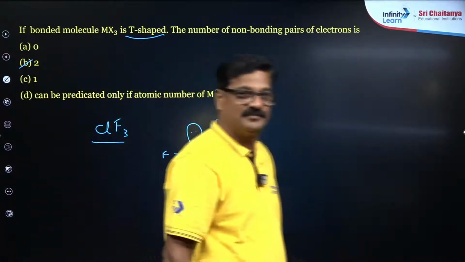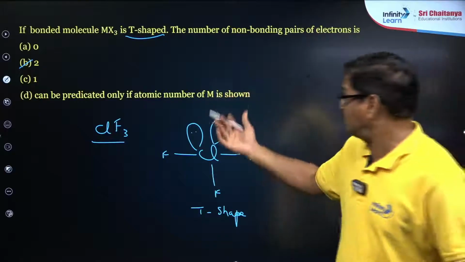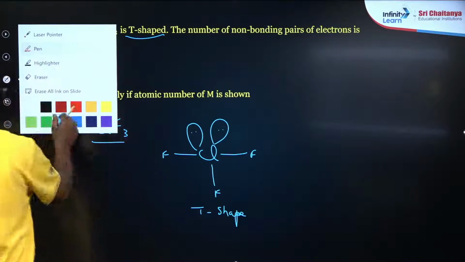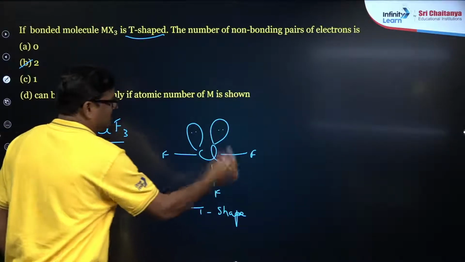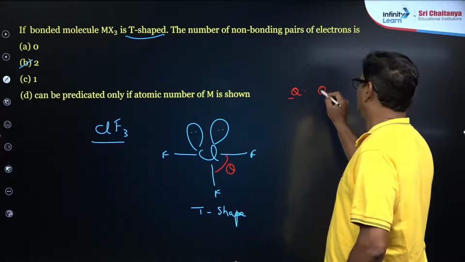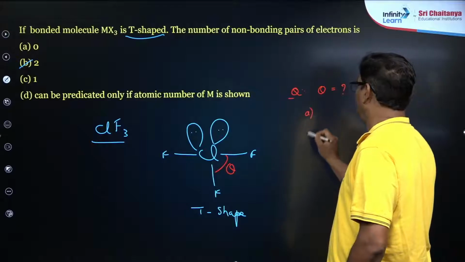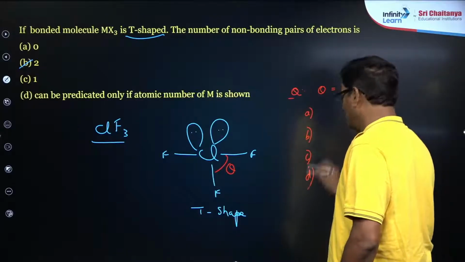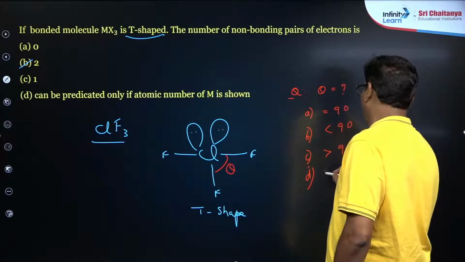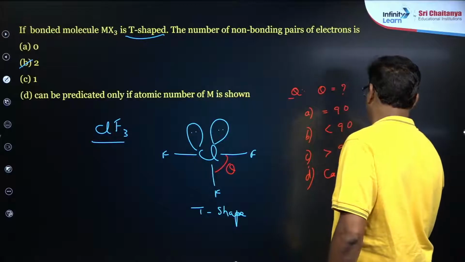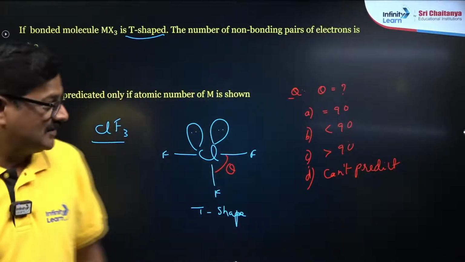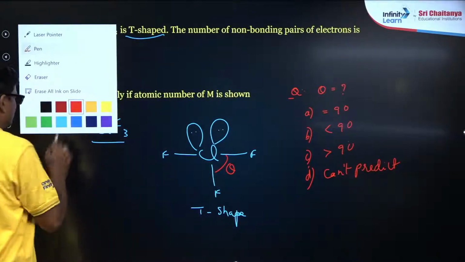एक क्वेश्चन खत्म है. मैं और एक क्वेश्चन इस स्ट्रक्चर से जनरेट करना चाहता हूं इस लाइव क्लास में. ये थीटा कितना होगा? So the theta is equal to option A, option B, option C, option D: equal to 90, less than 90, greater than 90, and can't predict. आपका आंसर क्या होगा इसमें? एक खतरनाक क्वेश्चन है.